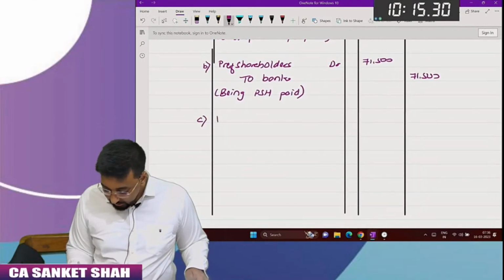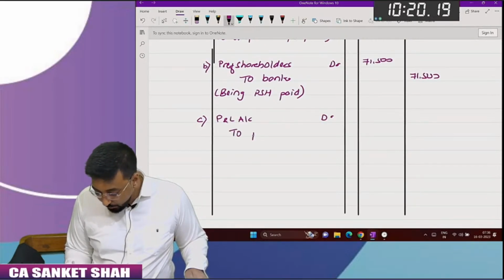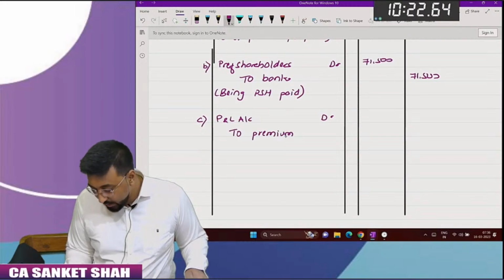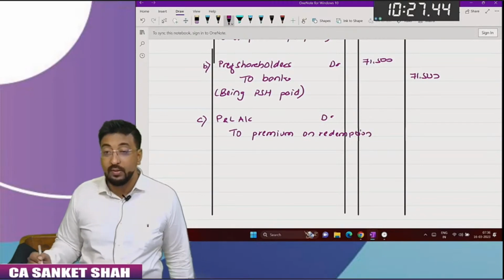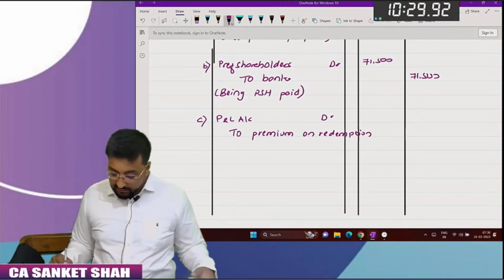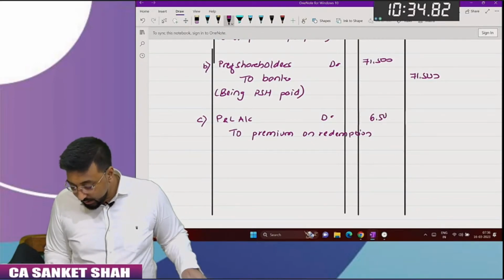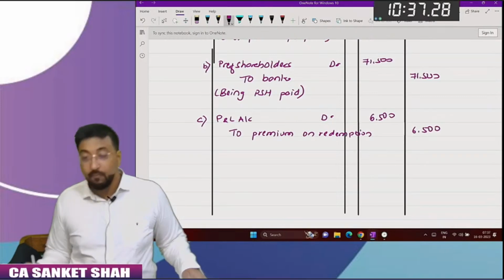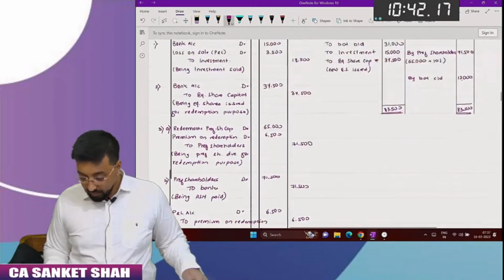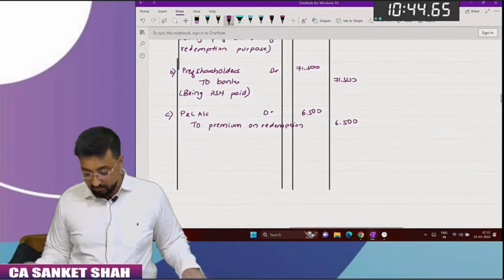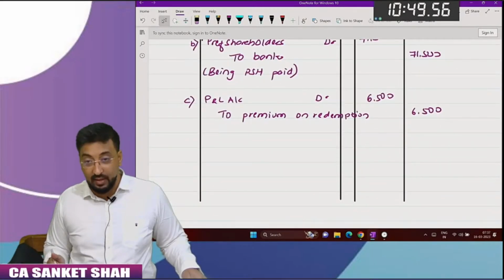C, profit and loss account debit to premium on redemption. Sir, premium on redemption we cancelled. Please revise all these entries from our Guru Mantra series. तो गुरु मंत्र सीरीज के लिए आपको मेरे चैनल पे आके एक बार देख लेना है. डेली आई एम बेटा गिविंग दिस गुरु मंत्र सीरीज फॉर योर बेनिफिट. ओके, सो P&L टू प्रीमियम ऑन रिडम्पशन. ओके, सो एंट्रीज रात को सोने के पहले याद कर लेनी है.